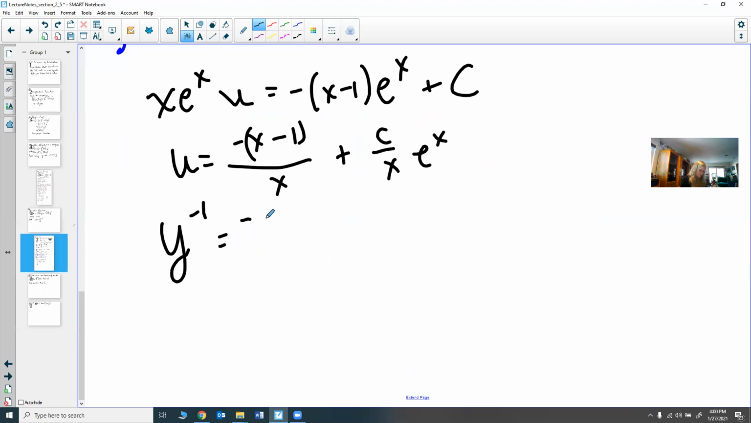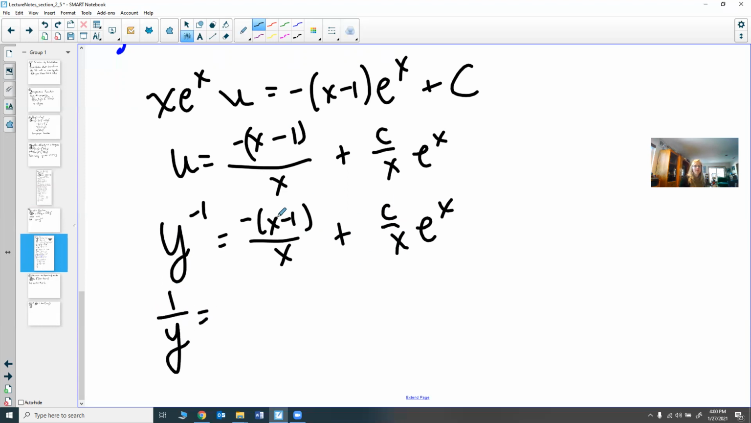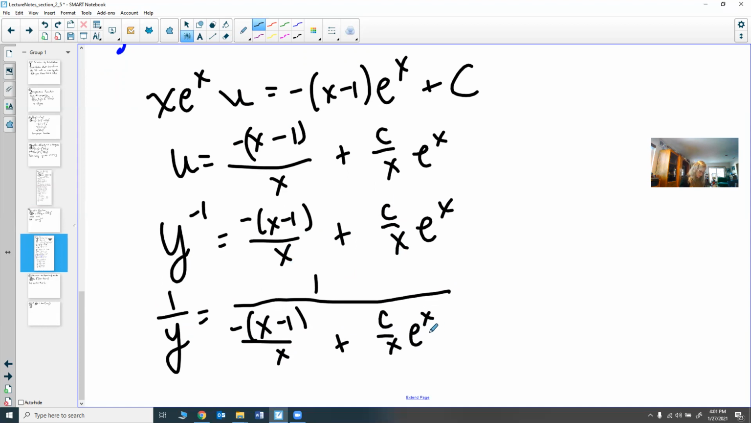So I'm actually going to do something a little bit with this. I'll leave it this way. I'm now going to flip this upside down. So I'm going to flip the y upside down, 1 over y, in which case I flip this whole side upside down. It's not flipping each individual piece, it's putting the whole side under 1. So we've got minus the quantity x minus 1 over x plus c over x e to the x.